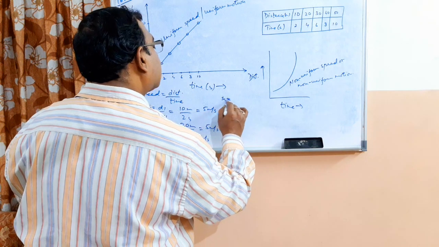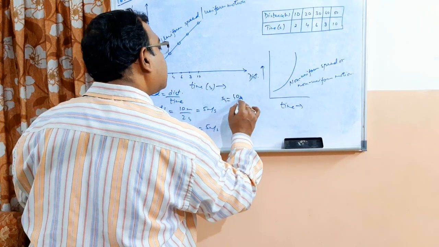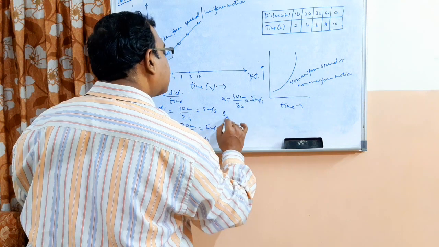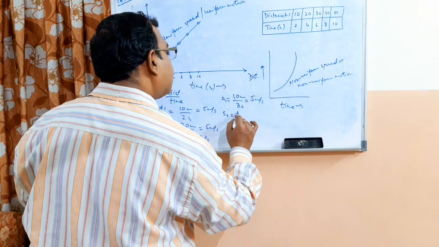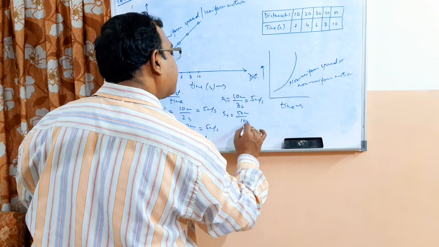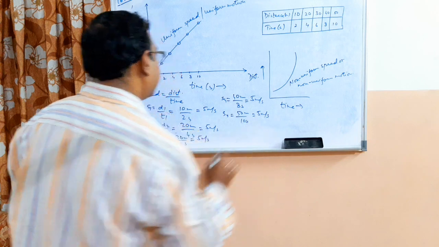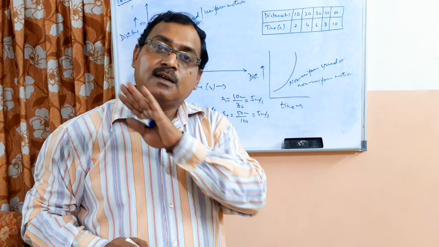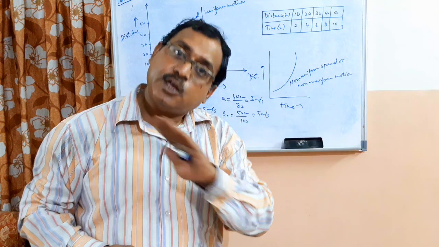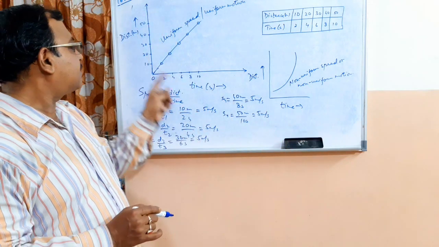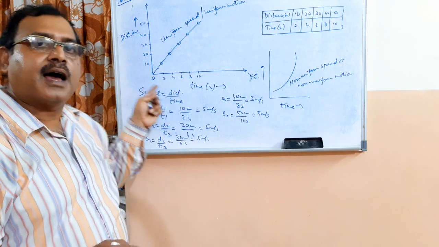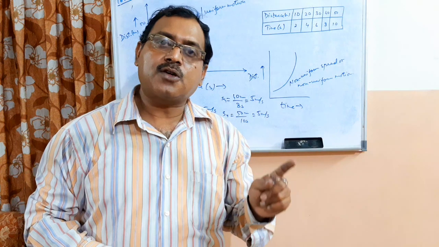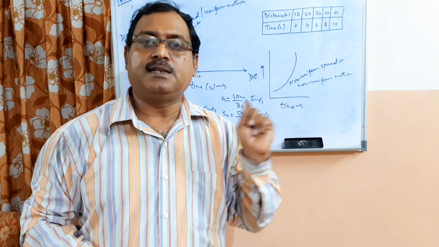Similarly, S4, distance is how much? 40 meter. Time is 8 seconds. Again you are getting 5 meter per second. S5, how much? 50 meter by 10 seconds. That is equal to 5 meter per second. So every case you can see that speed is constant. That is called uniform. So remember, in distance time graph, if you get a straight line, the body will have uniform motion or uniform speed.